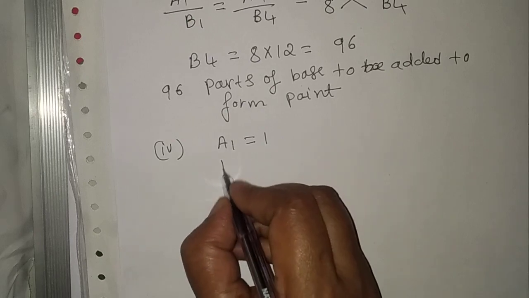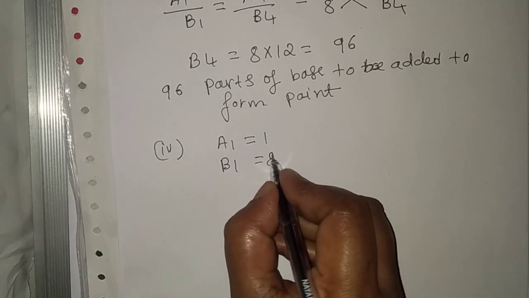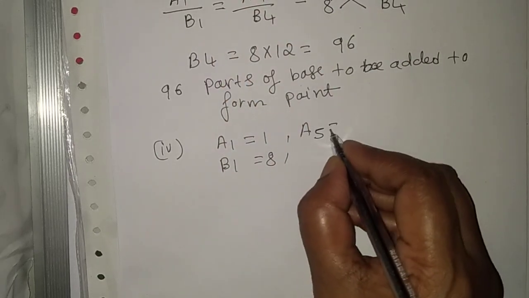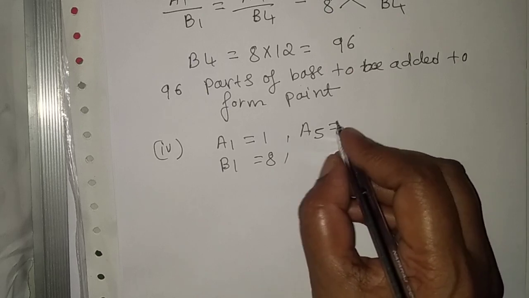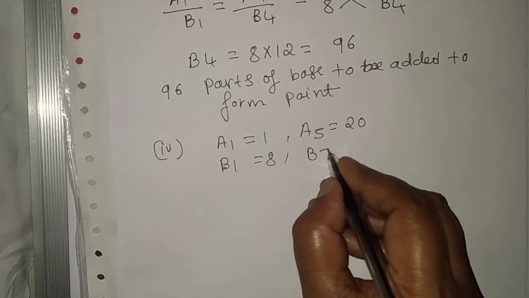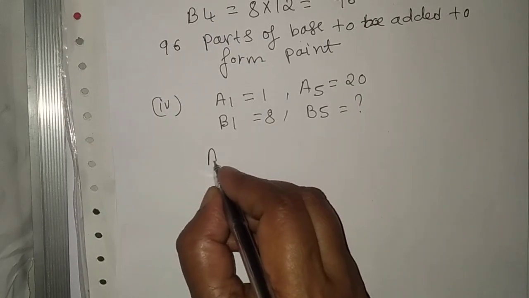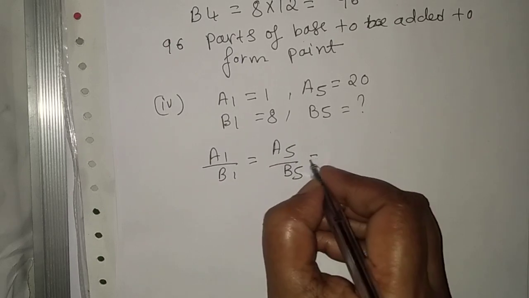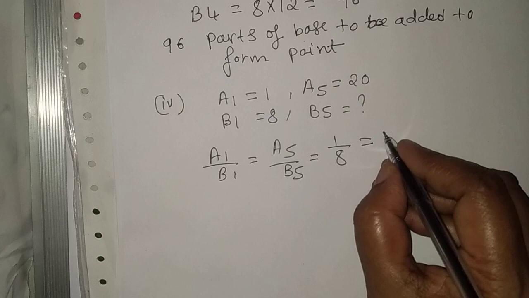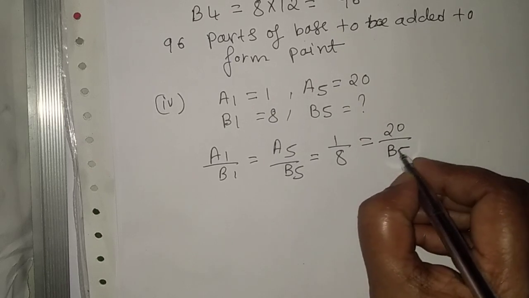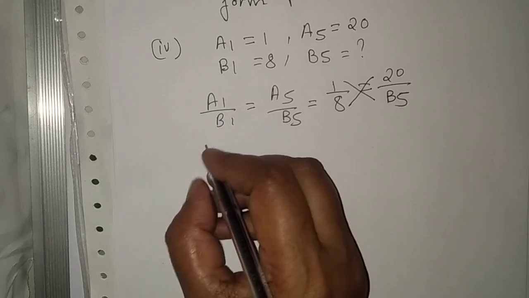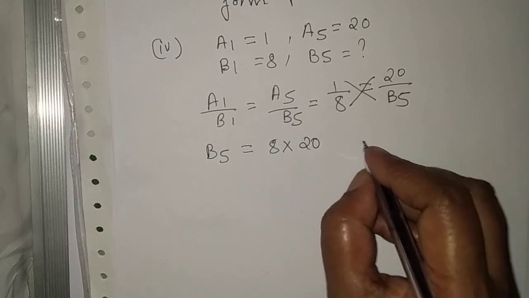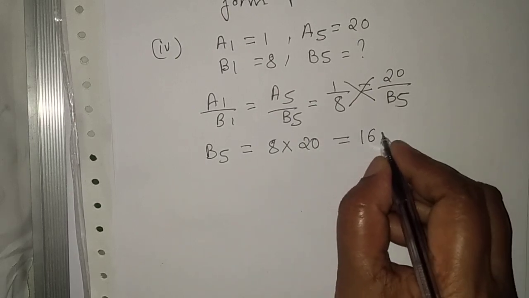A1 is again 1 we have to take. B1 is equal to 8. Then we have A5. A5, how much is there in the table? 20 is there. B5 is equal to how much? Next we have to write A1 by B1, which is equal to A5 by B5, which is equal to 1 by 8 equal to 20 by B5. Then cross multiply this. We have B5 is equal to 8 into 20. 8 into 20 will get 160.